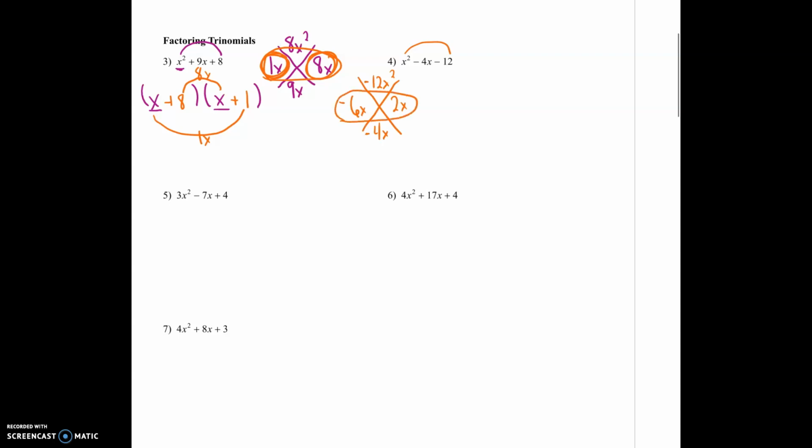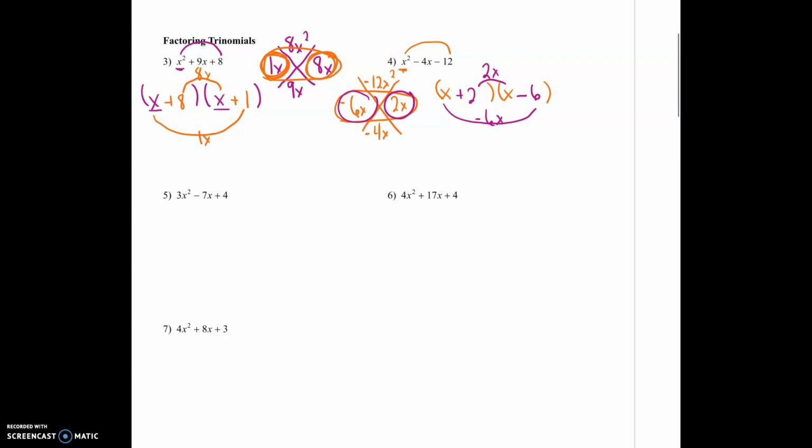So again, I'm going to go straight to my parentheses, my factors. And again, the only way to get to x squared is to have x and x here. So from here, I'm going to ask myself, x times what, for instance, could get me to this negative 6x? And that would be a negative 6. And then x times what could get me to this 2x? And that would be a positive 2. And now we have our two factors, x plus 2 and x minus 6.